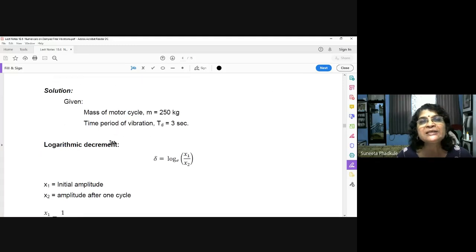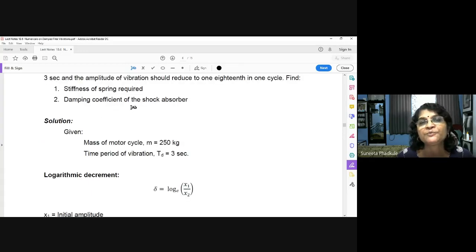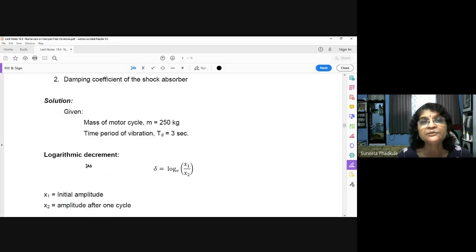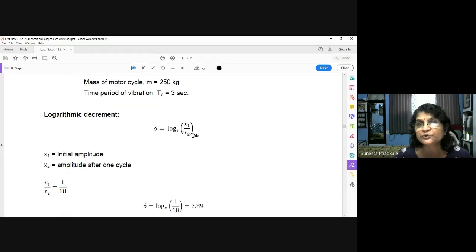So what is given? m is given, 250 kg, and the time period of vibration Td is 3 seconds. Then we have to find the stiffness k and damping coefficient c. You know this formula for the logarithmic decrement, meaning how much is the reduction in one cycle. So delta is equal to log base e of x1 upon x2. What is x1? The initial amplitude. What is x2? The amplitude after one cycle.